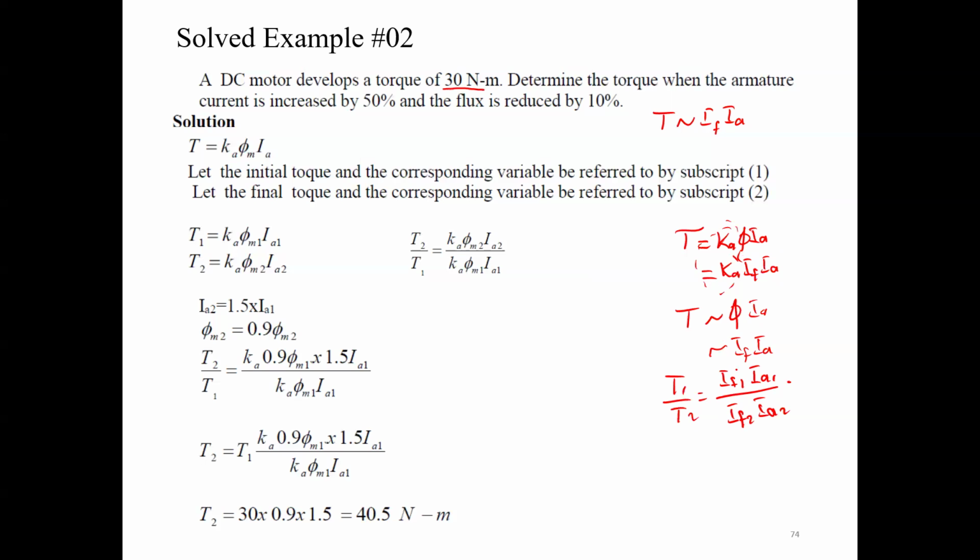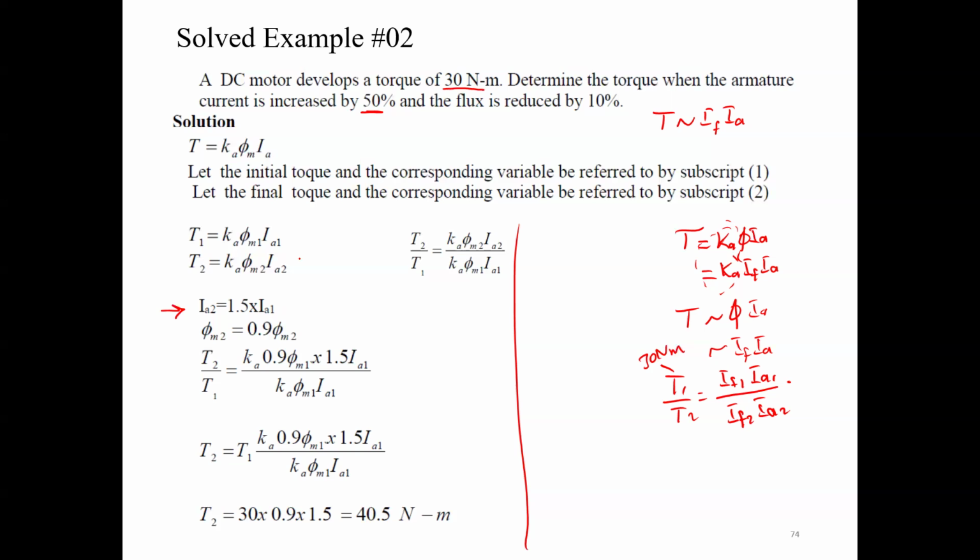So we can make the comparison right now. Assume that the first case here, for instance, is 30 Newton meters. So T1 is 30 Newton meters. And this is the first case current, the first case field current. And we don't know the numbers exactly, but we can make a relation. So he mentioned here that the current is increased by 50%. This means the armature current in the second case equals 1.5 times the armature current in the first case.